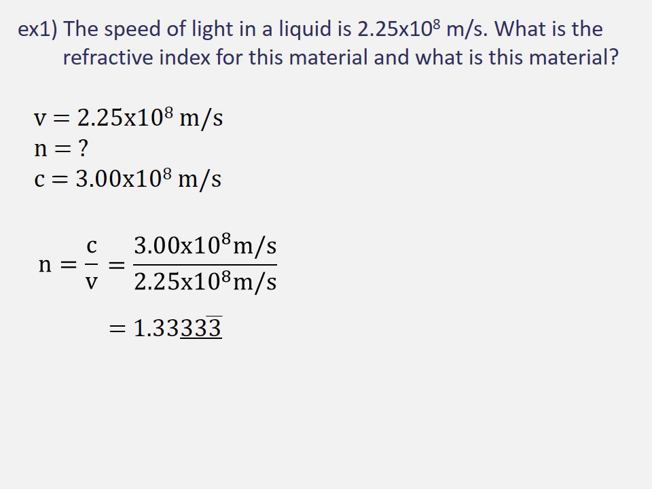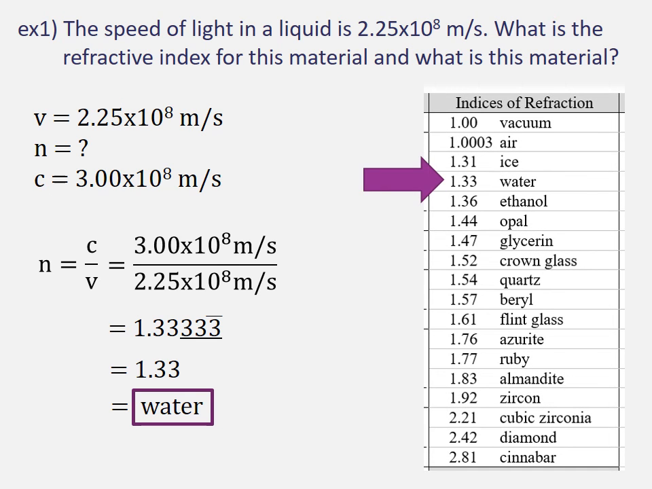If you're doing it correctly, you should get 1.33 repeating. If you are not getting 1.33 repeating, you are not entering it into your calculator properly. Our top number has 3 sig figs, our bottom number has 3 sig figs, we're dividing, so our answer has 3 significant figures, so that gives us 1.33. To figure out what this material is, we'll have to reference the chart. We see that the closest thing to 1.33 is water, because it is 1.33. That will work as an answer because we were told we were looking for a liquid and water is a liquid.